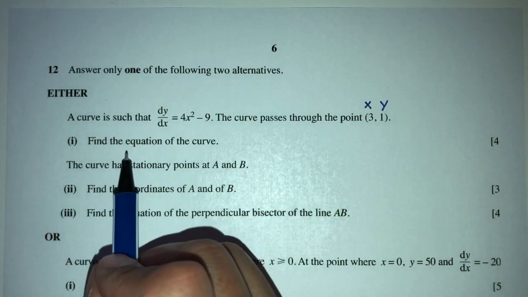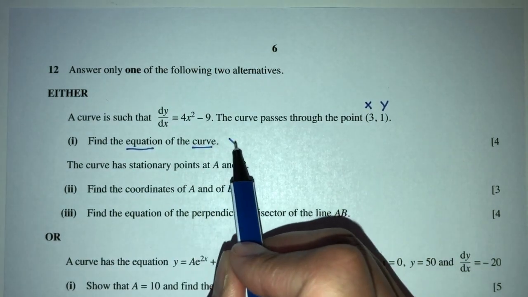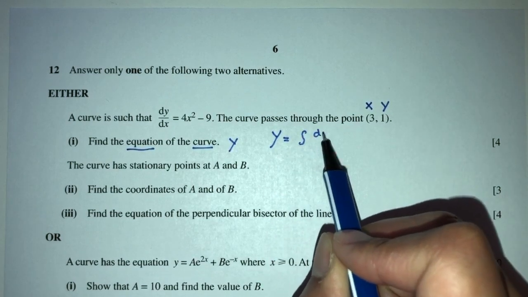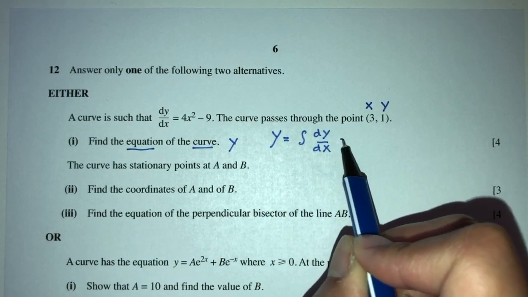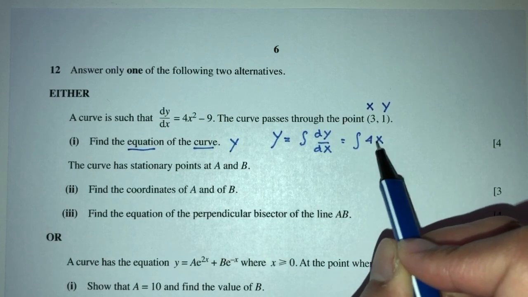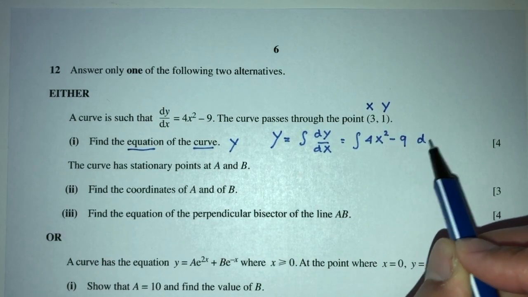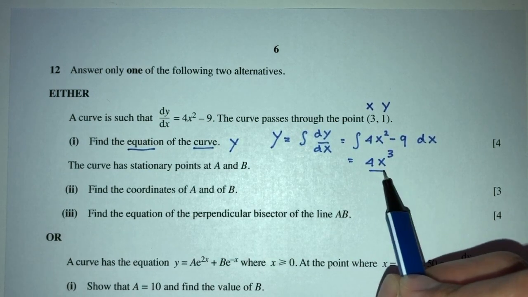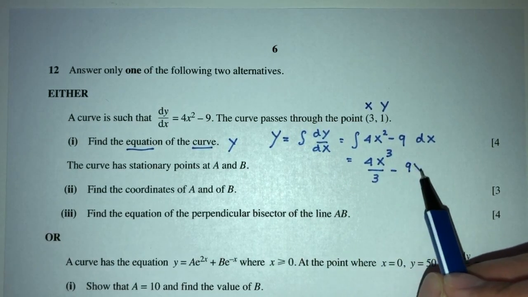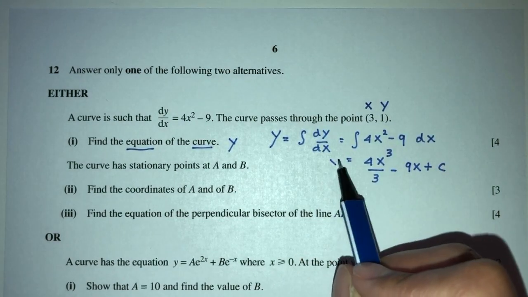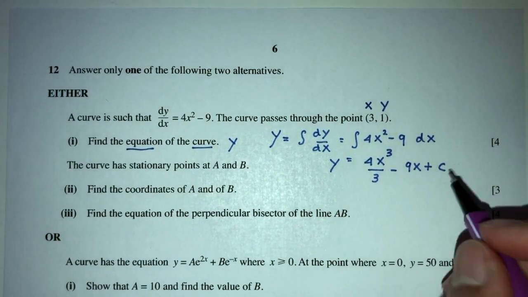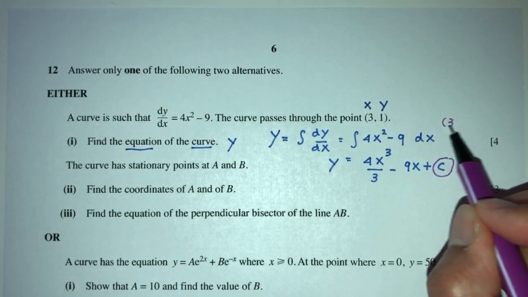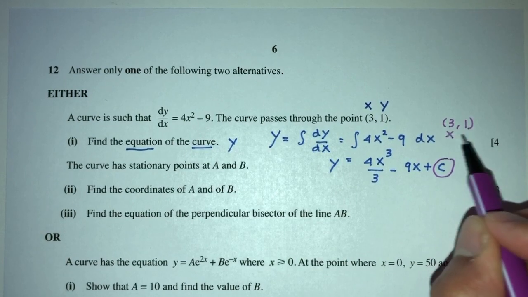When you have to find the equation of the curve, it means you have to find y. And we must know by now y is actually the integral of dy by dx. So that will be the integration of 4x squared minus 9 with respect to x. That will be 4x cubed divided by 3 minus 9x plus c. And that is y, obviously. Now, we have to find the value of c right here. We have to use the passing point 3, 1. That is your x value and your y value.